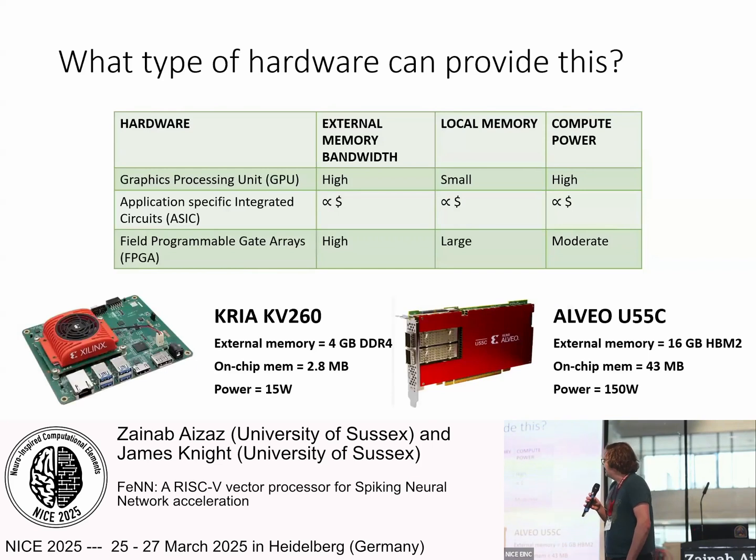So we've got a Kria. This is sort of a Jetson drop-in. It costs a few $100. It's got about 4 gig of DDR4 memory externally. It's got a few meg of onboard SRAM, and it's got quite a lot of FPGA fabric.